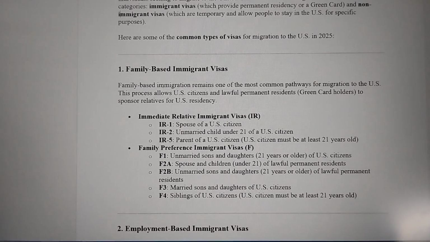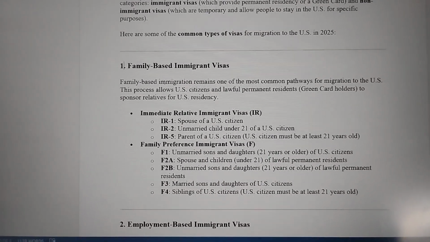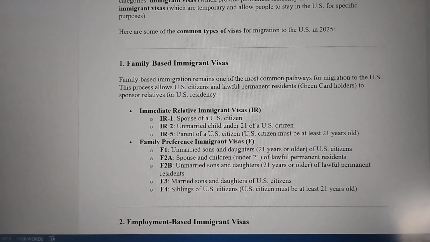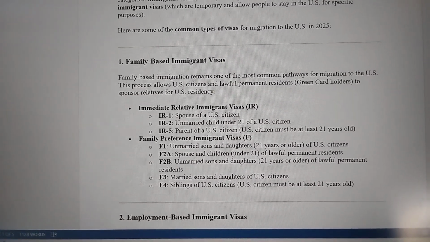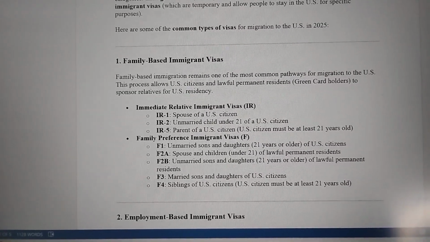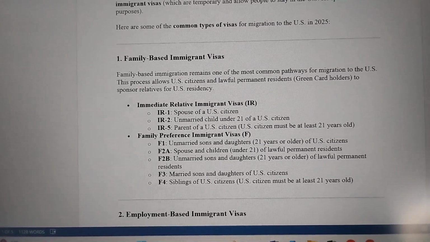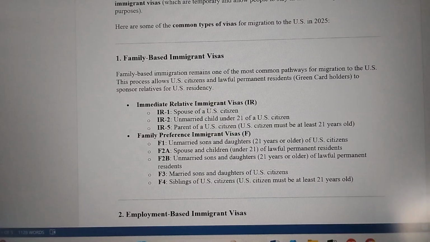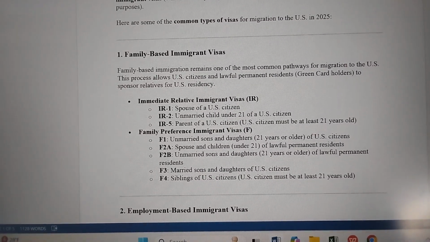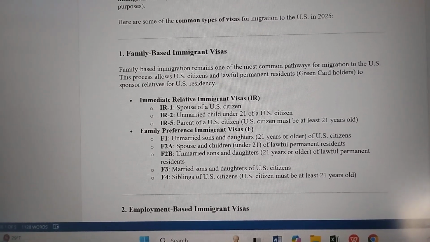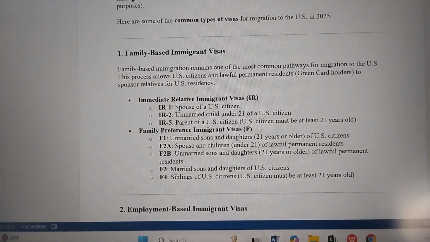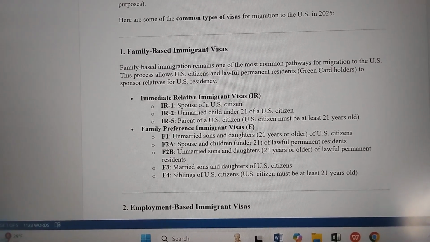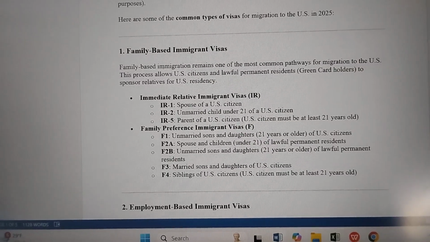Now, family-based immigrant visas. Family-based immigration remains one of the most common pathways for migration to the US. This process allows U.S. citizens and lawful permanent residents who are green card holders to sponsor relatives for U.S. residency. Immediate relative immigrant visa, what you are calling IR.